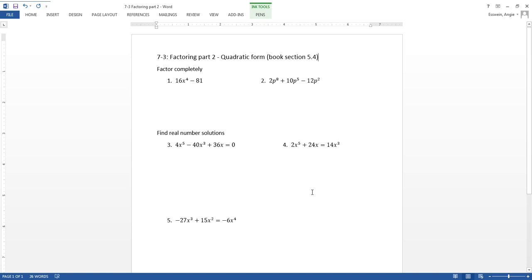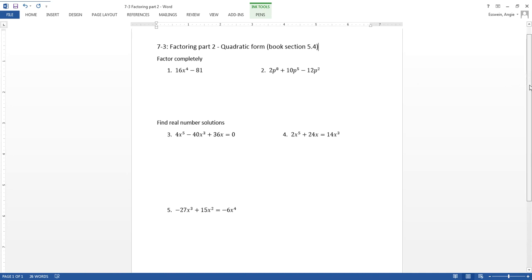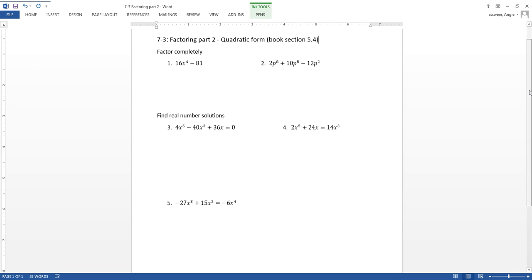This is section 7-3 notes on factoring part 2. This also comes from section 5.4 of the book. So we want to factor this completely now. So we have to bring it down to its lowest degree. Right now it's a fourth degree polynomial.